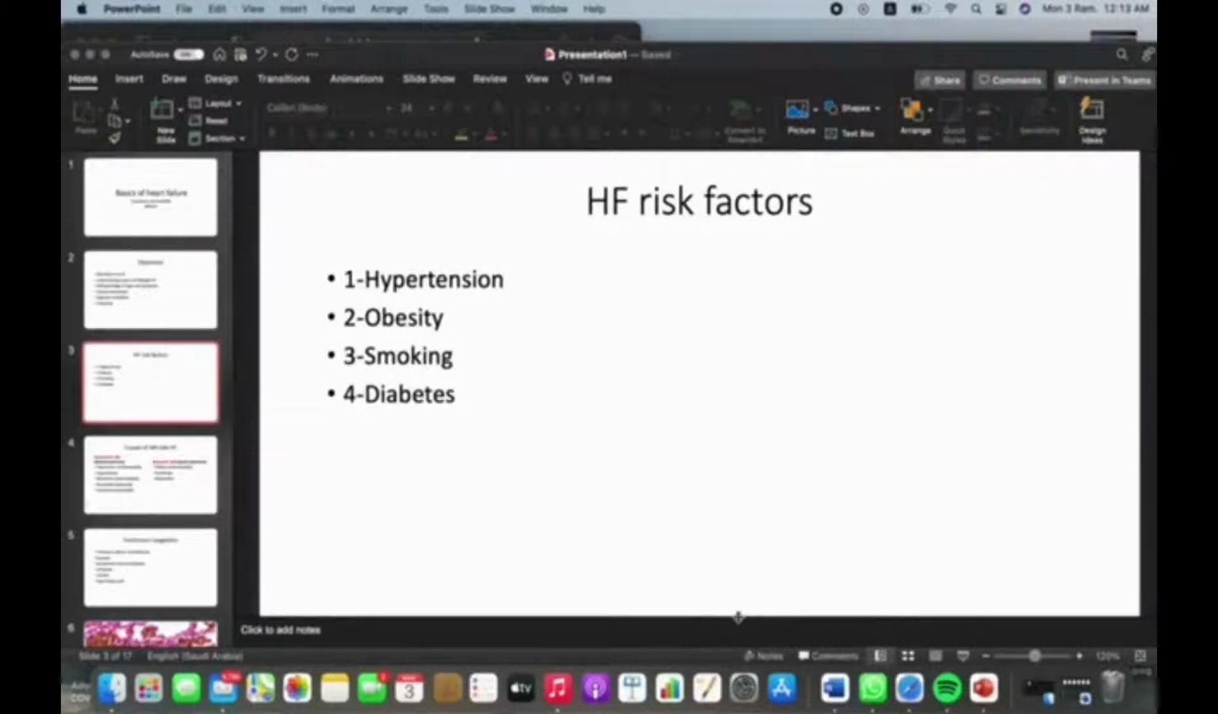The heart failure risk factors are many, but these are the most important: hypertension, obesity, smoking, and diabetes. We also need to eliminate these risk factors in order to treat patients with heart failure.